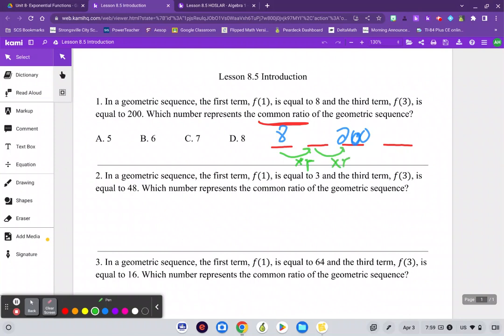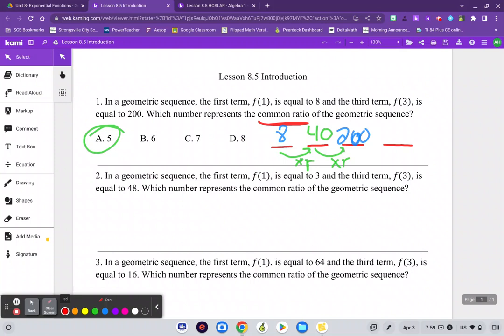This is a multiple choice. It gives me some options, and so I could try those options. If I do 8 times 5, I get 40, and 40 times 5 is 200, so it turns out to be 5. Because of my choices, I can reason through that. So let's try another one.